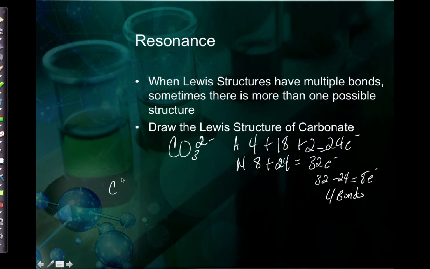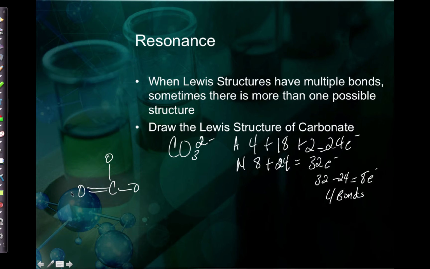So carbon will go in the center. Oxygen, oxygen, oxygen, make single bonds between all of them. Well, I know that I'm going to have 4 bonds. So that means that with one of these oxygen atoms, I should have a double bond. Okay, so let's go ahead and finish, and then I'm going to go over the resonance part of it.